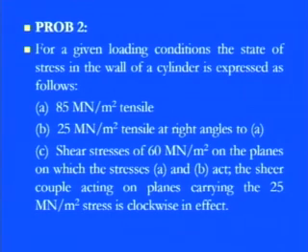Here you see, the first loading is tensile loading. So the first part, 85 meganewton per meter square tensile loading, is there. Then part B says that 25 meganewton per meter square tensile at right angle to A. It means that if you consider this tensile loading to be in the x direction, because it is a normal stress component, then the other component, which is 25 meganewton per meter square, is also tensile in nature, but exactly at right angle to this.